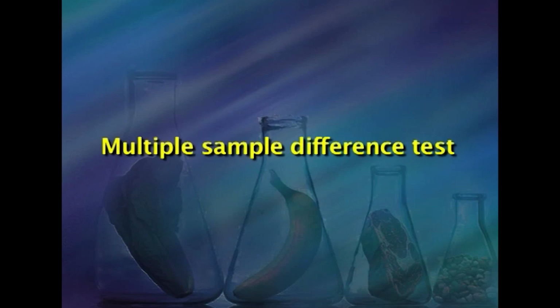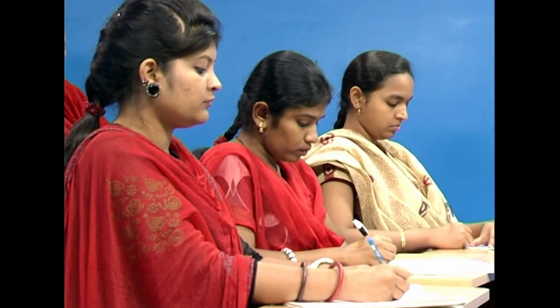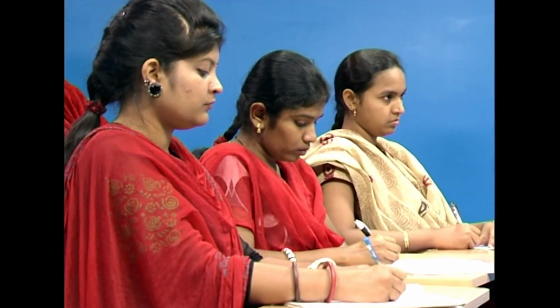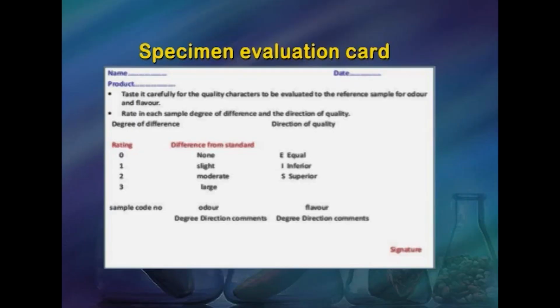Now, see about the multiple sample difference test. In this test, more than one test variable can be evaluated per session, but with reduced reliability. Each panelist is served 3 to 6 samples depending upon the number of test variables. One sample is a known standard. The panelist compares each coded sample with the known standard. One coded sample is a duplicate of the standard. Whatever score the panelist assigns to the blind standard is subtracted from the score he assigns to the test variables. The panelist is not to guess. Direction and degree of difference is also to be judged.